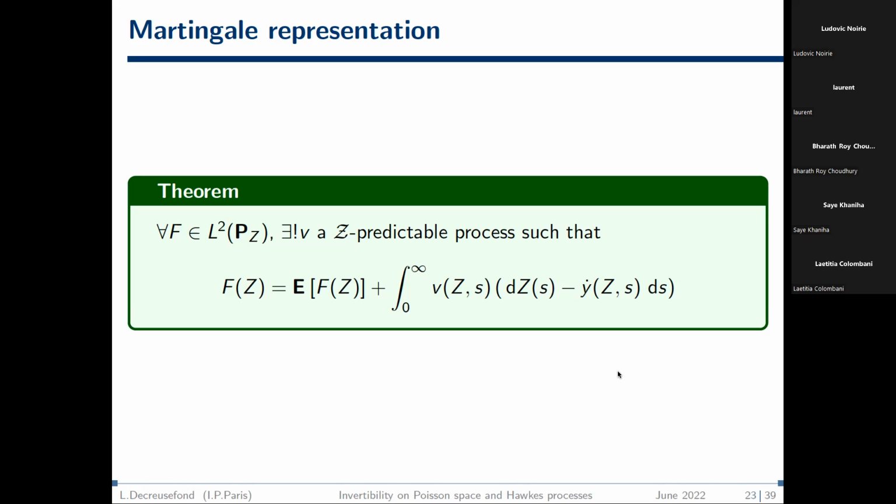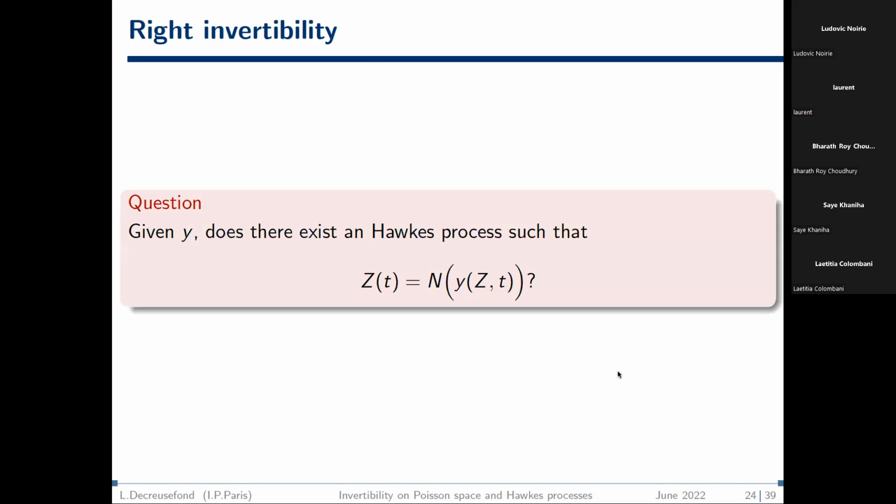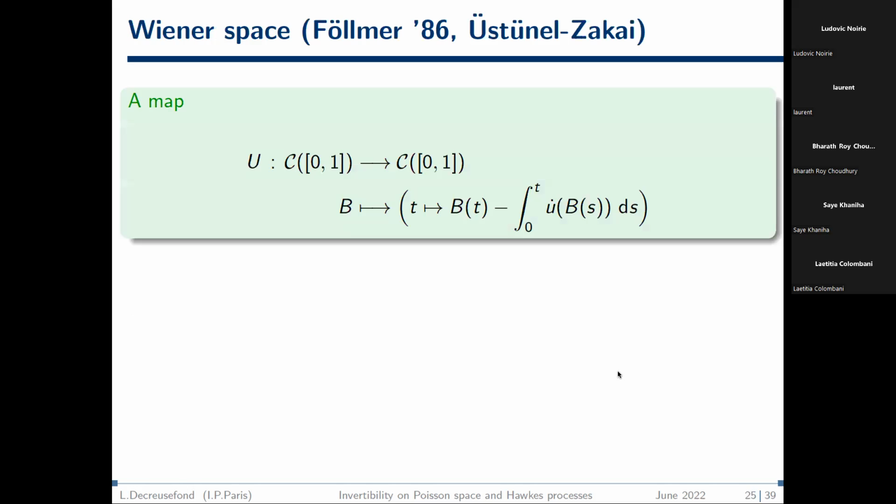So okay. The question is, given y, does there exist a Hawkes process such that z of t is y and y of z of t? So I proved nothing up to now. I just said if it exists, it satisfies this.